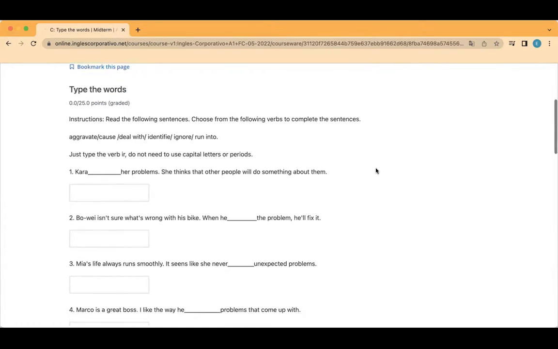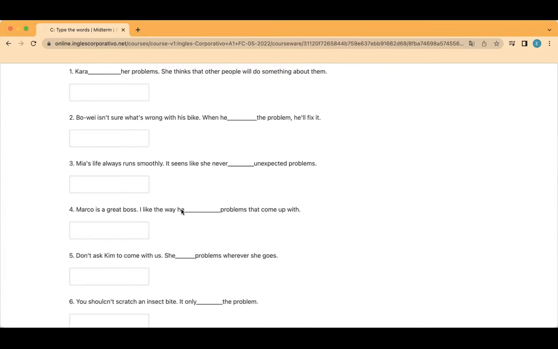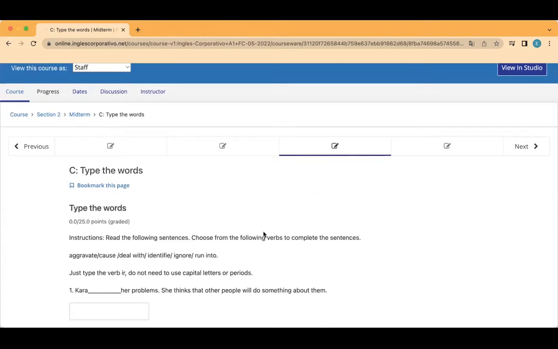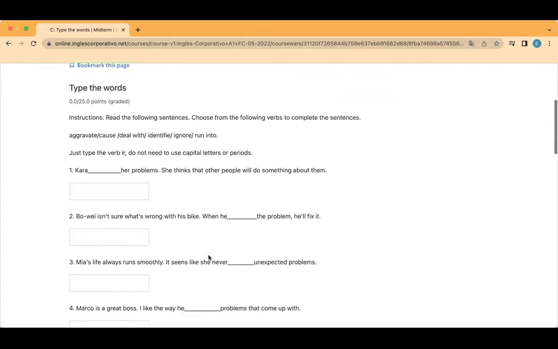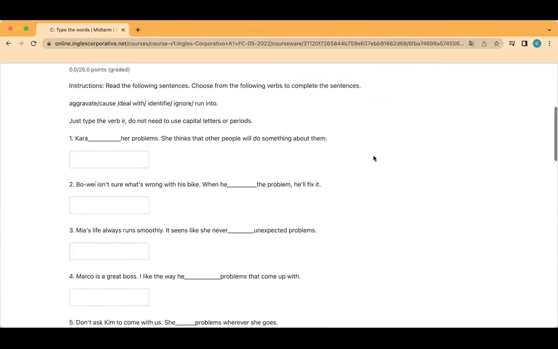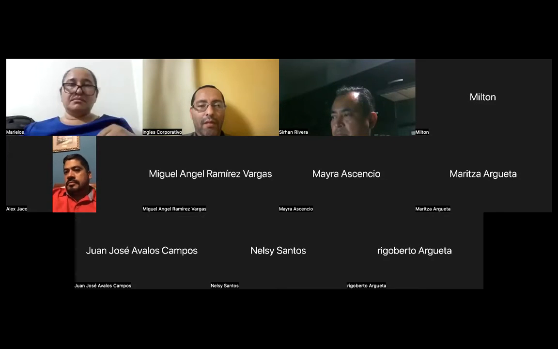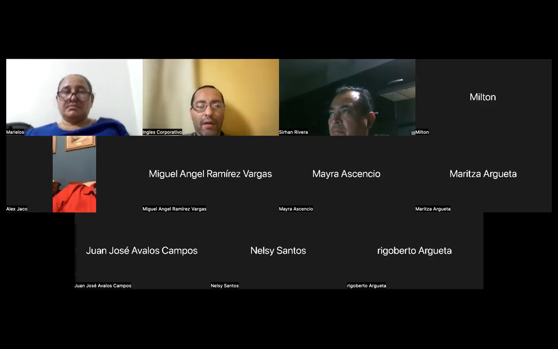Number three runs into, and number five causes, but for the rest of the answers, any two words I put, always is bad. I don't know why. Then you have to change the word the way you put it, maybe for ED, maybe for S, in other forms, or maybe just the base form, depending on the situation. Did you try putting the word in a different form? Okay, I'm going to try after. No problem.